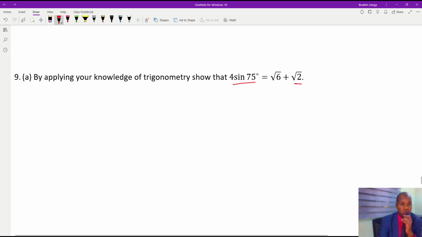So what we do, we are going to express sine 75 in terms of special angles. So I'll be considering the left hand side.